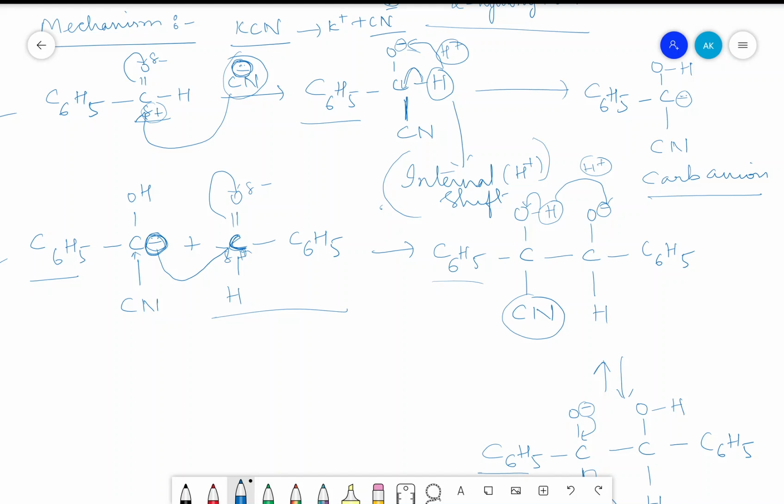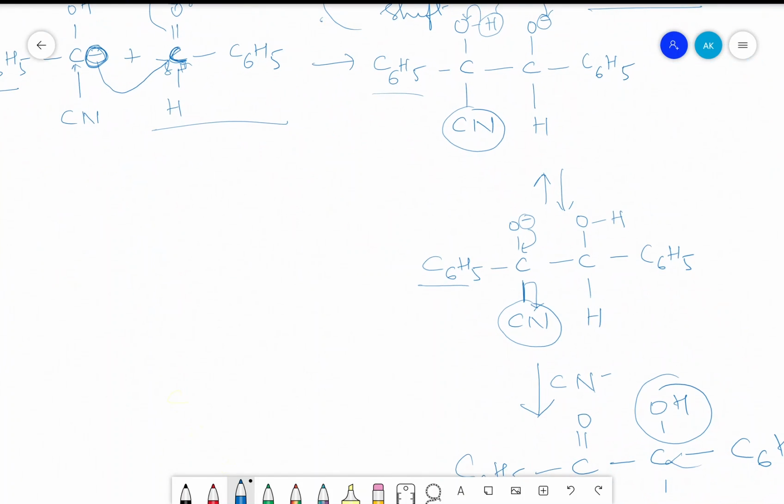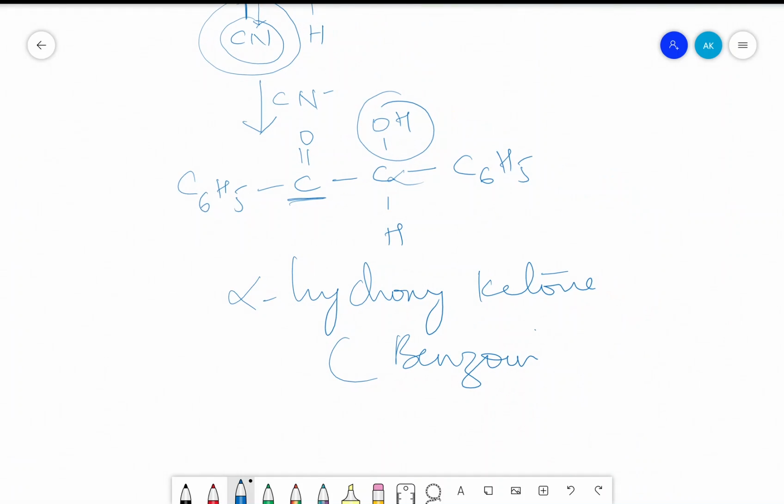This results in the formation of this intermediate, where O will have a negative charge, which will be transferred towards carbon, so that CN minus will be removed. Then finally we get the product, that is alpha hydroxy ketone, which is also called benzoin. This is a very simple named reaction in this particular group.